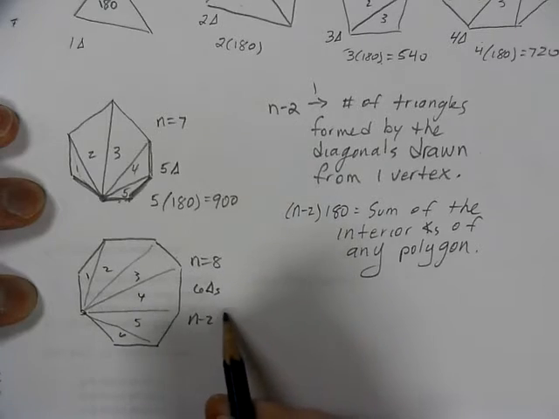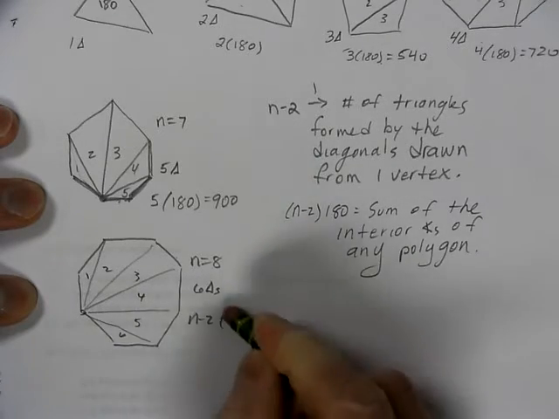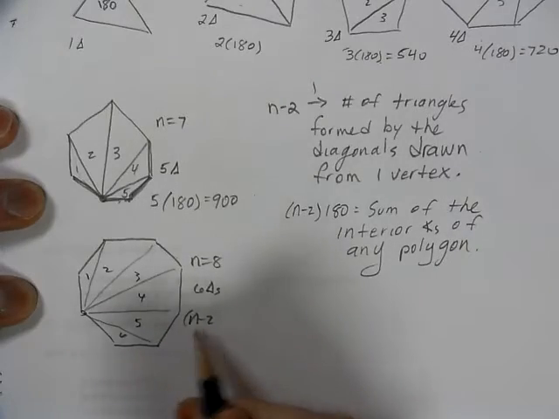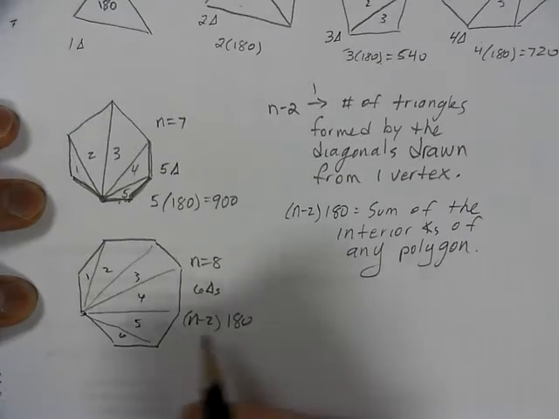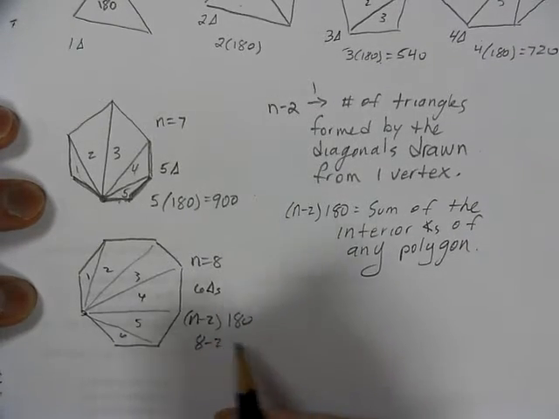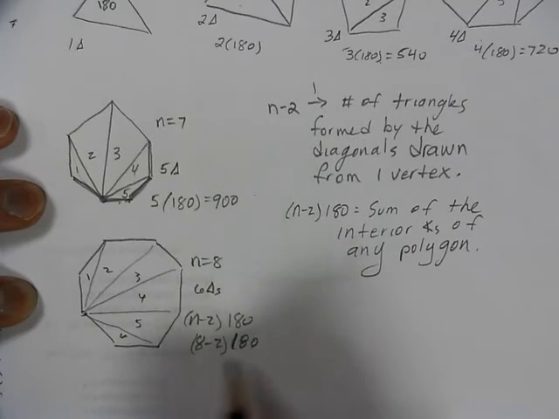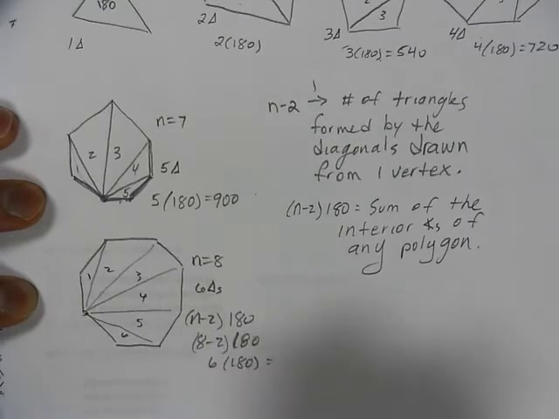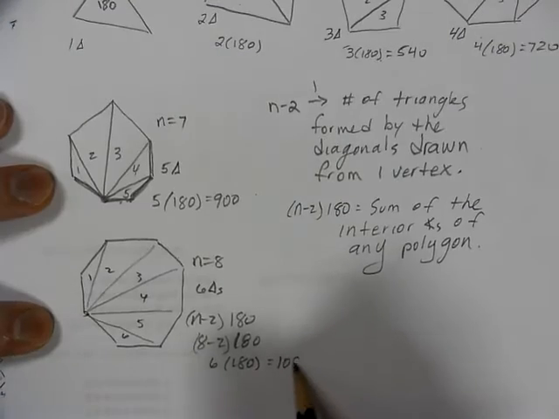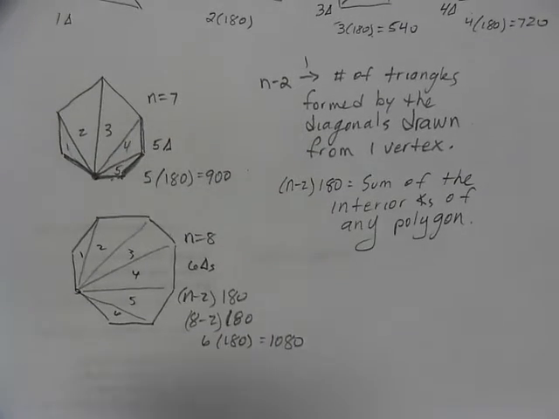So n minus 2 times 180. Typically we put parentheses around the n minus 2. So we have 8 minus 2 times 180. So that's where that 6 is used for. So that comes out to 1080. That's not even the number we're looking for, 1260.